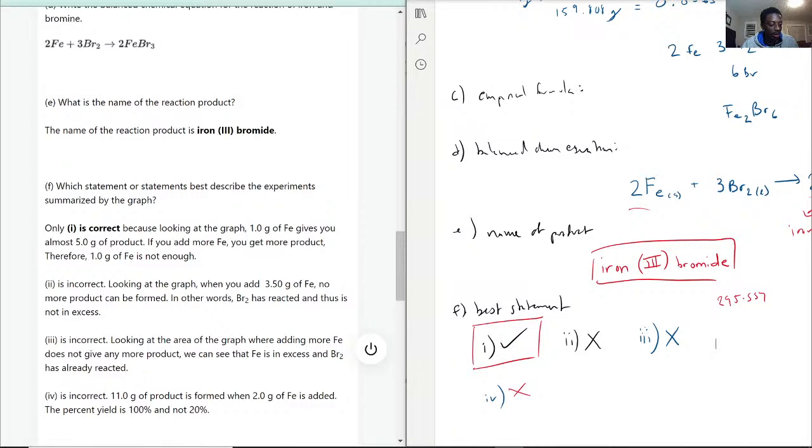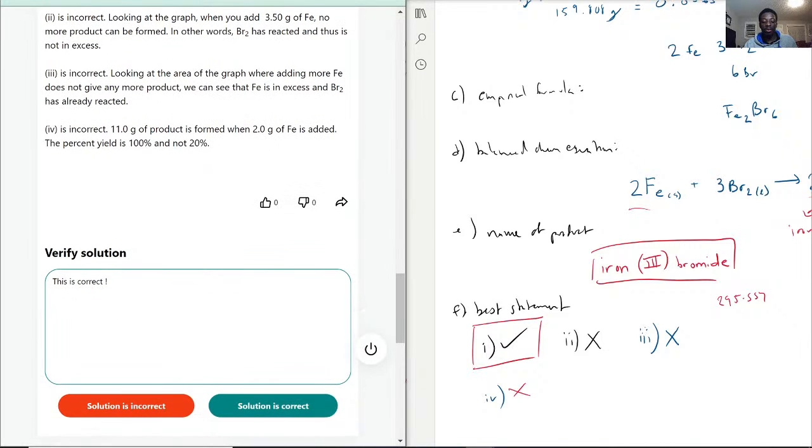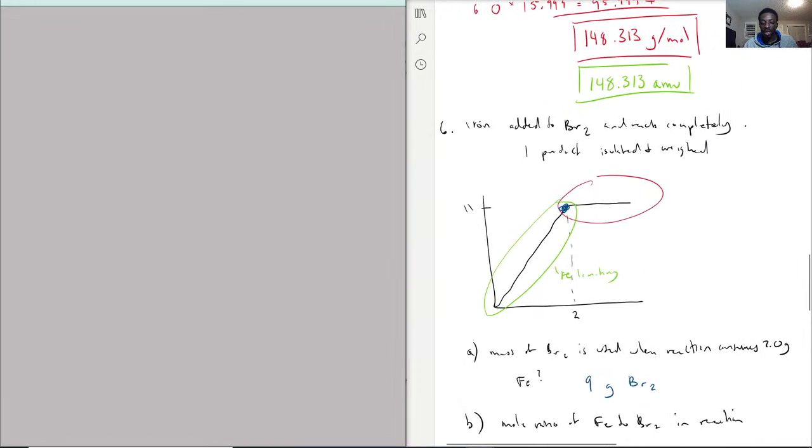10.8 divided by 11 times 100 to get a percent yield, and that's 98.18. So it's nowhere near 20% yield. So this is still correct. And we can move on now to question number 7.